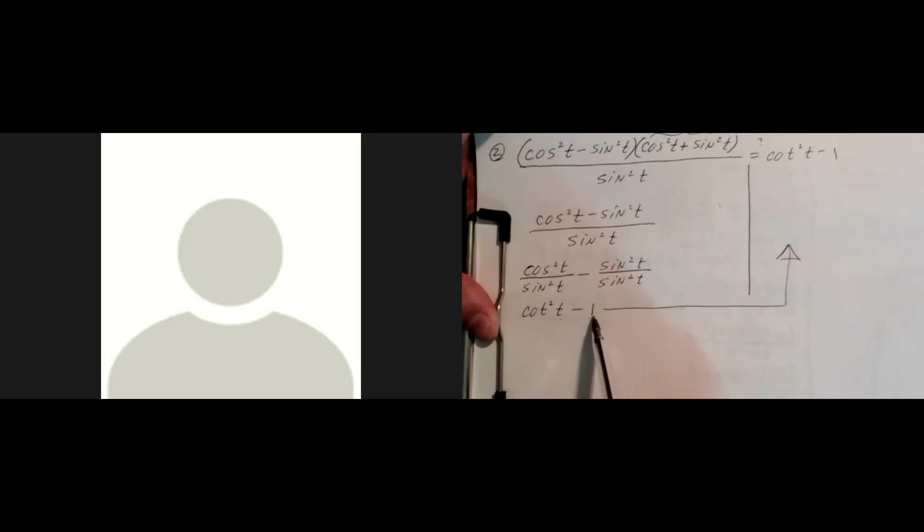But now I can make use of that simple property of fractions from basic math. I can split this up into the difference of 2 fractions by placing each term over the denominator sine squared t. The first ratio is another name for cotangent squared t. And the second ratio reduces down to 1. And we have now shown that the left side is indeed equal to the right side for all angles t.